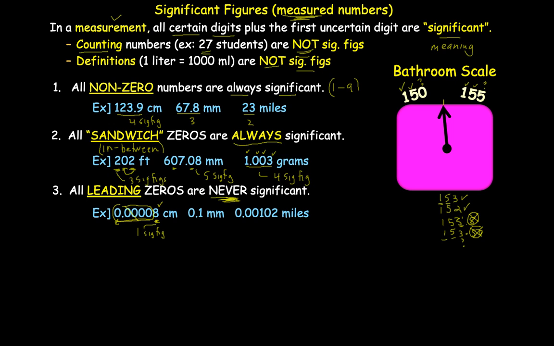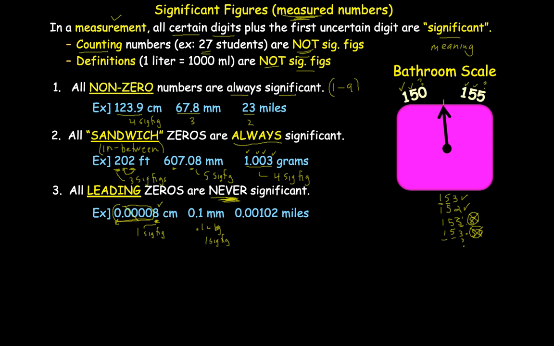Sometimes you may even say 0.1. I mean, some people don't even write the 0 before that. So this 0 simply tells you where the decimal point is. It's not measured, so it's not perceived to be significant. So this would be 1 sig fig.